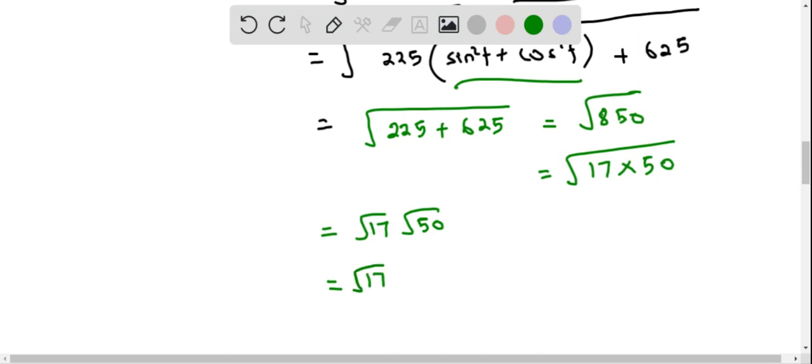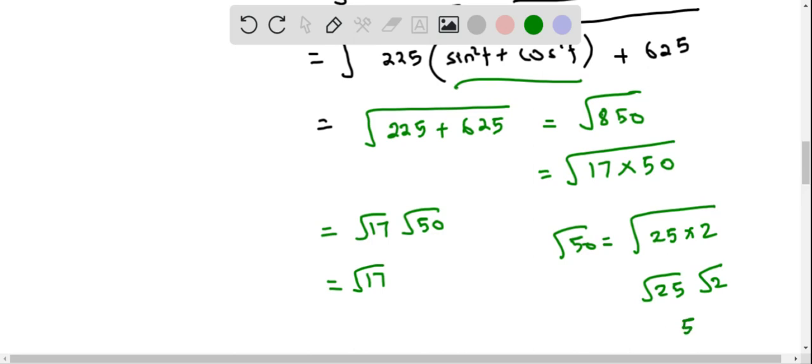The square root of 50 we can write as 25 times 2. So this means square root of 25 times square root of 2. Therefore we are simplifying root 50. The square root of 25 is 5, so it is 5 root 2. So you can see that instead of root 50, I'm going to put 5 times root 2.